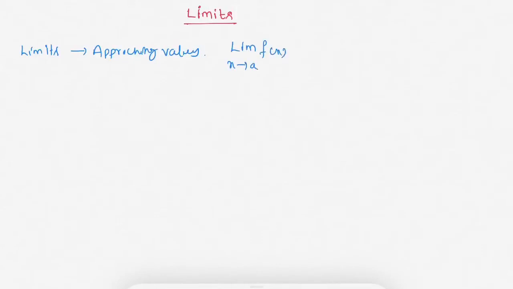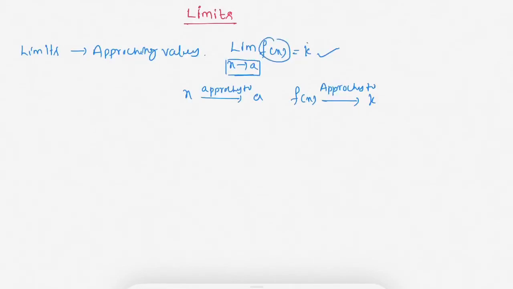of x equal to k, which means, as x is approaching a, x tends to, which means approaches a, f of x tends to, or approaches, k. That's what a limit is. As x is approaching a, f of x is approaching k.